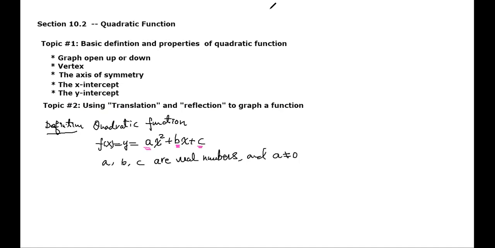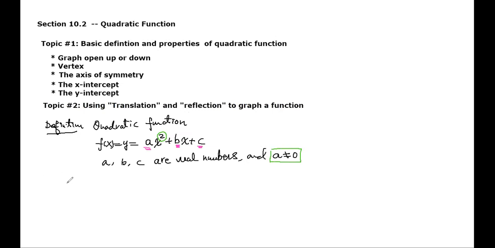The reason why we specifically say A cannot be equal to 0 is that the quadratic function has to have the squared term here. If A becomes 0, then it will become a linear function, right? So that's why we say that A cannot be equal to 0 here.